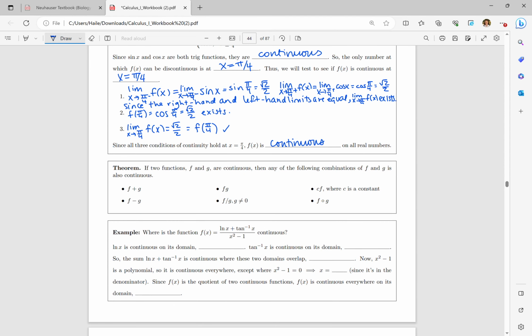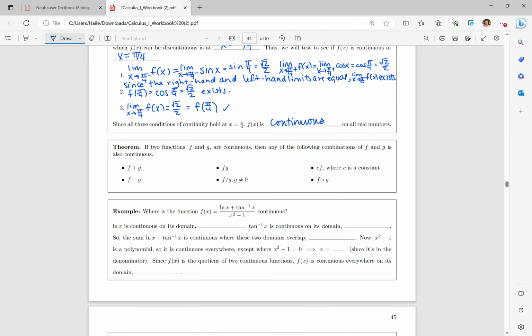Okay, so now we come to a theorem. So if two functions f and g are continuous, then any of the following combinations of f and g is also continuous. So what this theorem is allowing us to do is to combine functions that are continuous and still say that certain combinations are continuous. So we could add two functions, subtract two functions, multiply, divide. We could multiply by a constant, or we can compose two functions. And this is really handy, as we're going to see in the next example.